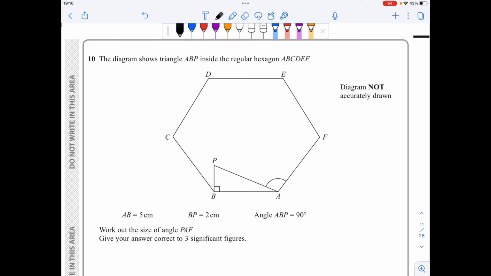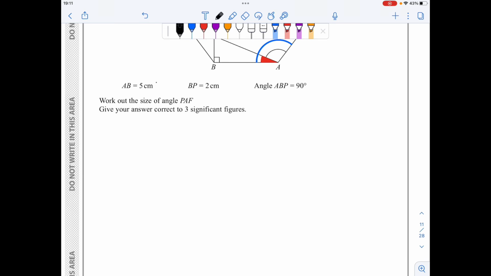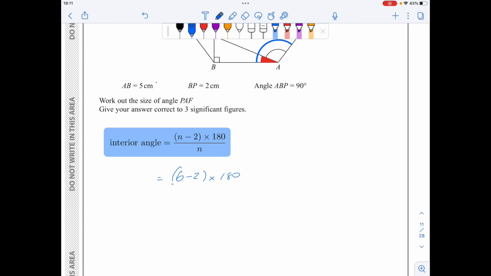For question 10, to find angle PAF, I'll find the interior angle of the polygon and then I will subtract angle PAB. So let's begin. The formula for the interior angle of a regular polygon is the following. In our case, we have a hexagon, so n is 6. So the interior angle is (6 minus 2) times 180 over 6. And this comes out to be 120.